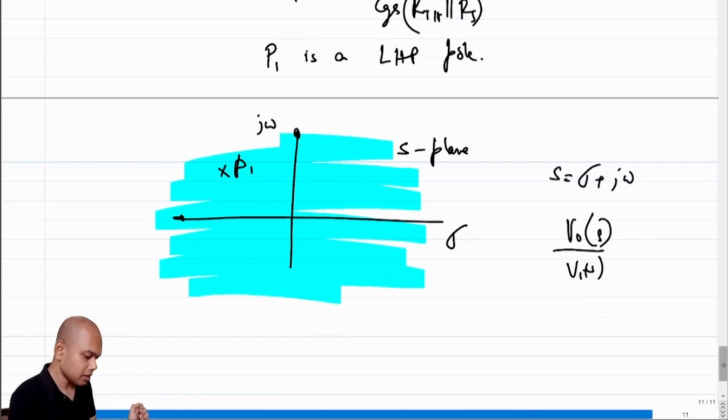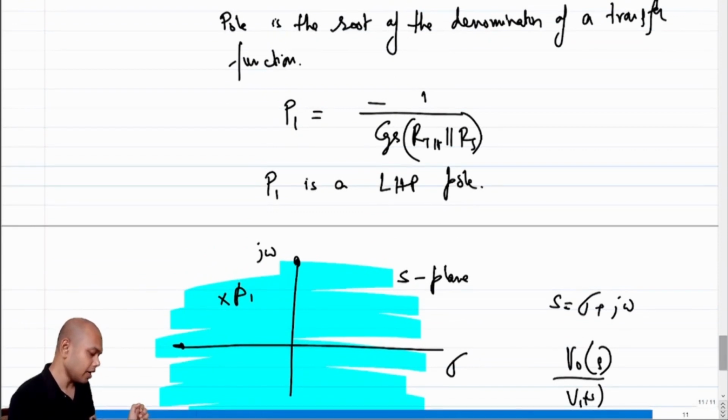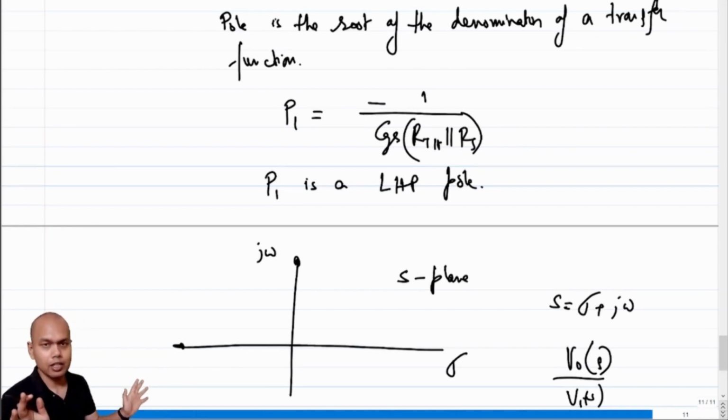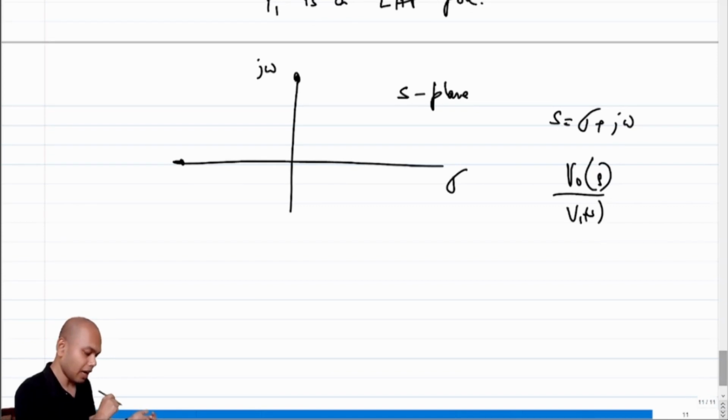Now what is this telling us? Where is the location of P1? Firstly, P1 is real. In the first order system that we have, P1 doesn't have any imaginary part. There's no j omega, which means that P1 lies on the x-axis and P1 is negative, right? So we have P1 here. And also, what does a negative P1 mean?